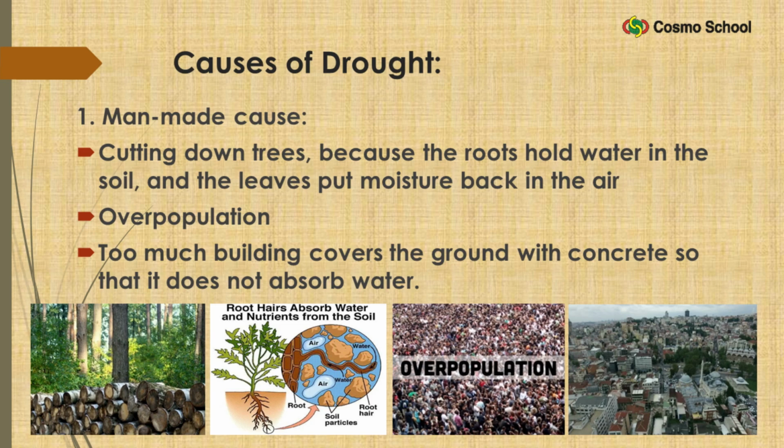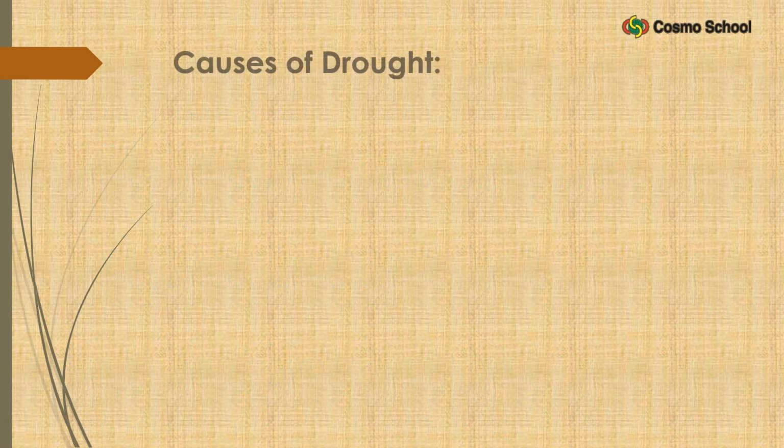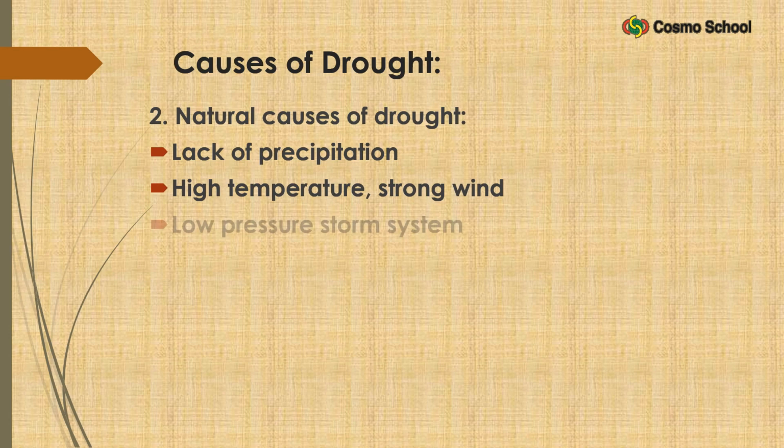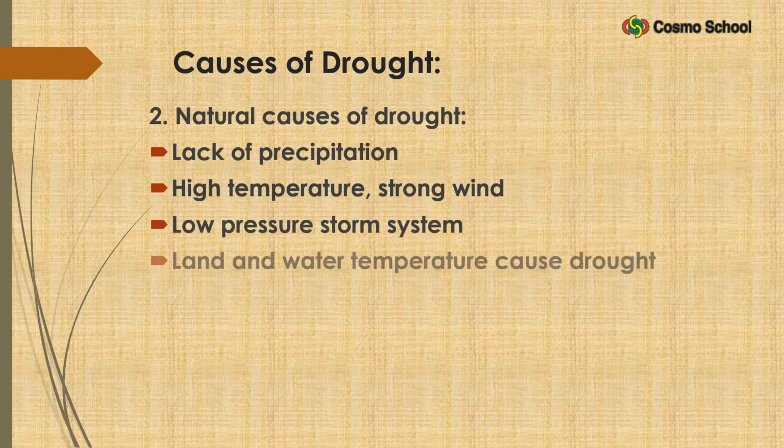Do you know when we cut down trees, they emit all the carbon dioxide that they absorbed before? In our world, 30% of the increase in carbon dioxide is caused by cutting down trees. Natural causes of drought. Lack of precipitation. Precipitation is a form of water from the atmosphere. It includes rain, snow, sleet, ice pillars, dew, frost and hail. High temperature, strong wind, low pressure, storm system, land and water temperature cause drought.